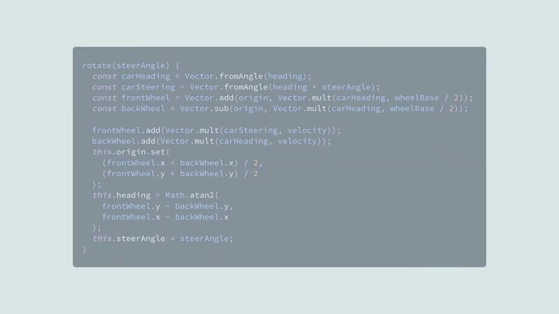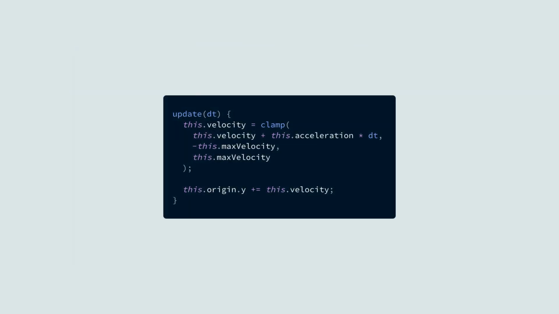Last thing to do is to tweak the update method. So this is what the method contained in the previous video. Given that the rotate method is now taking care of updating the car's coordinates as well, we have to replace the line where we update the y coordinate with a call to the rotate method. Let's have a look at the result now. Much better.